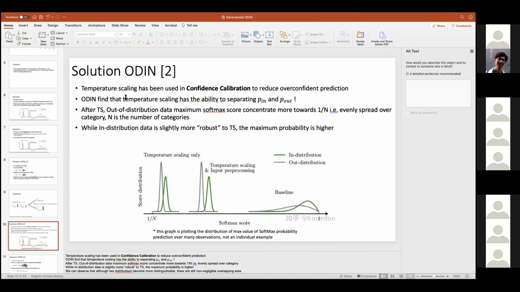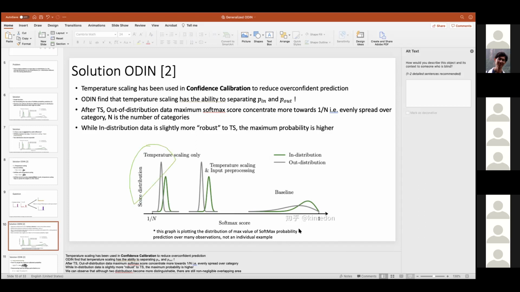So the temperature scaling trick has been used in confidence calibration to reduce the overconfident prediction produced by softmax. But in Odin, they find that temperature scaling has the ability to separate the in-distribution data and out-of-distribution data. After temperature scaling, the out-of-distribution data maximum softmax score concentrates more towards 1 over n.